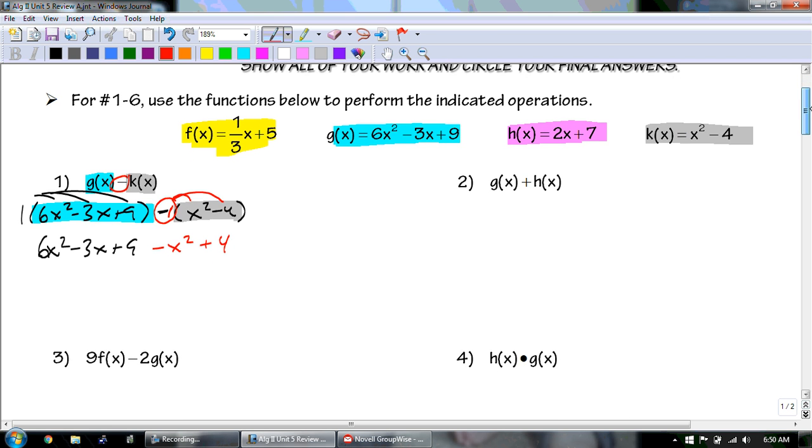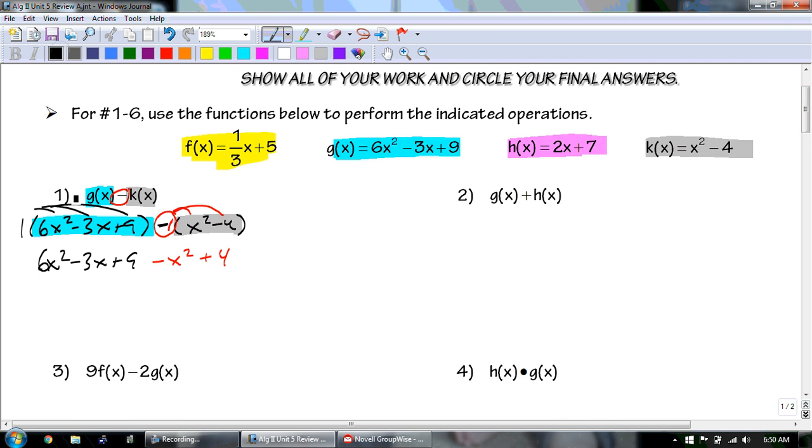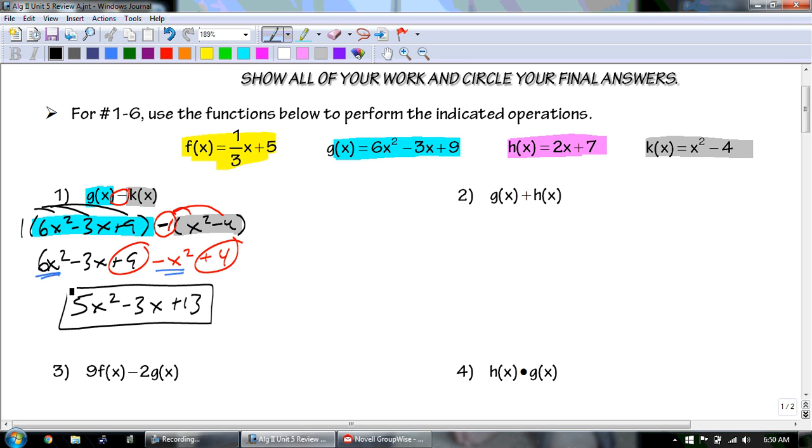Okay? And now I just combine like terms. So the 6x squared minus x squared, 6 minus 1 is 5x squared. The negative 3x is all by itself. And then we have 9 plus 4. 9 plus 4 is 13. All right, number 2. Oh, sorry, got to make sure I highlight my final answer.